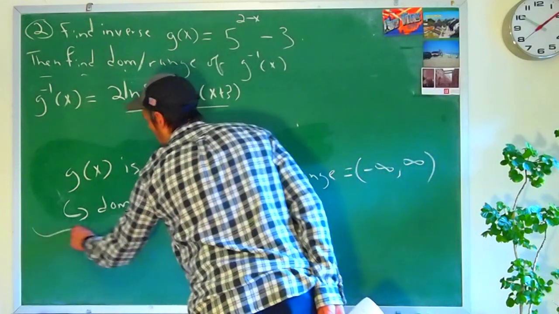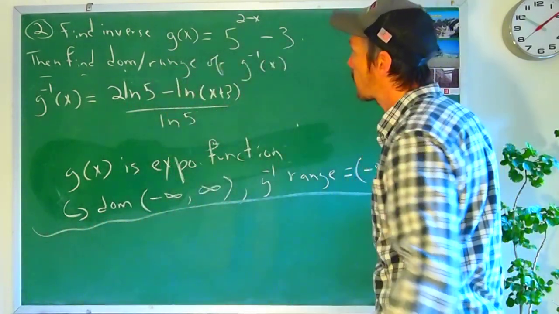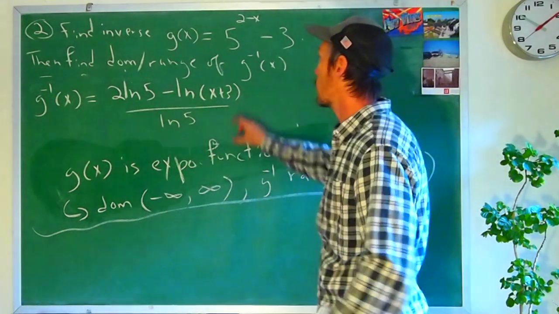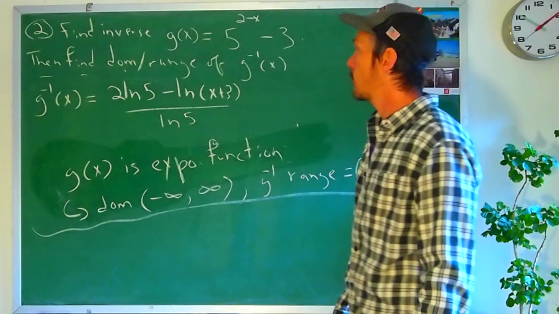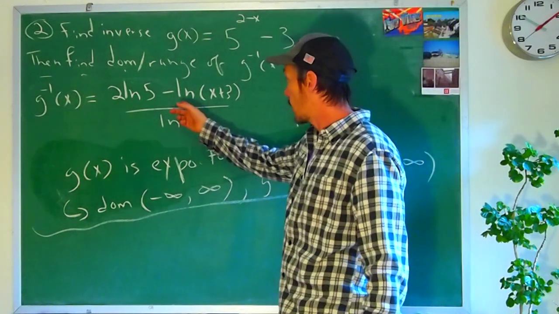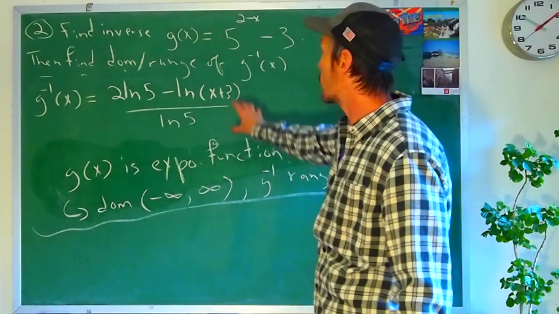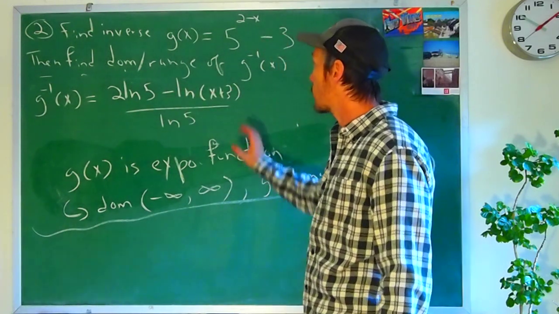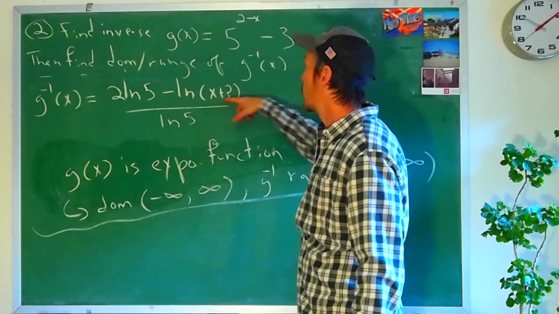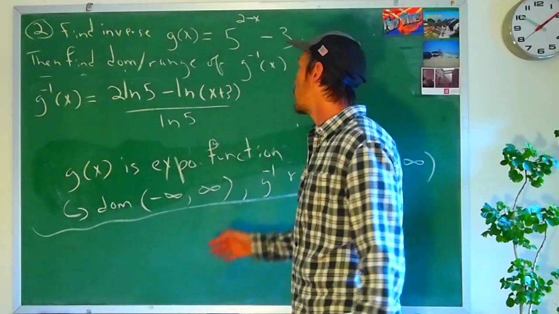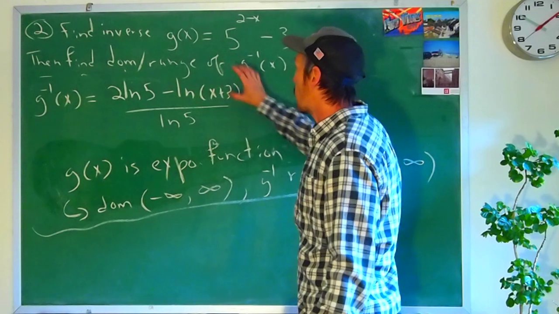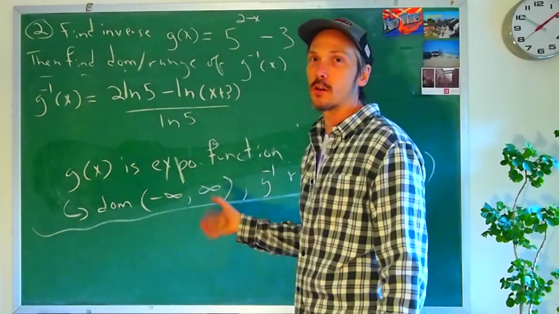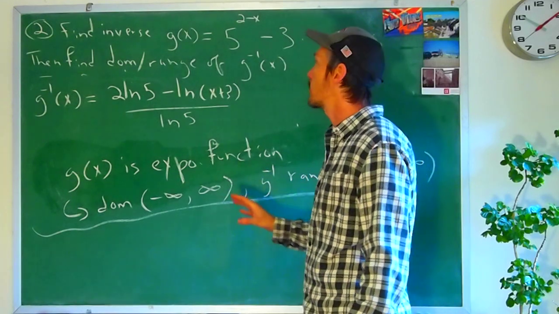Now let's find the domain of G inverse. To find that, I'm going to go directly to the inverse function, which is right here. The G inverse function is a natural log or logarithmic function, right? And the only place where we have a variable is right here. The only thing we have to worry about is that we cannot have the argument of any of these log expressions be 0 or less than 0. So they have to be greater than 0.